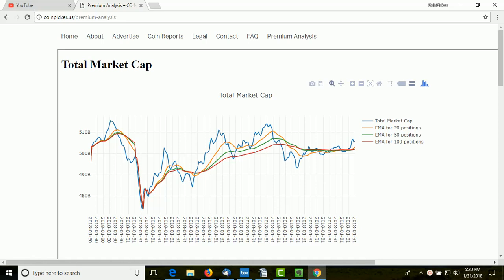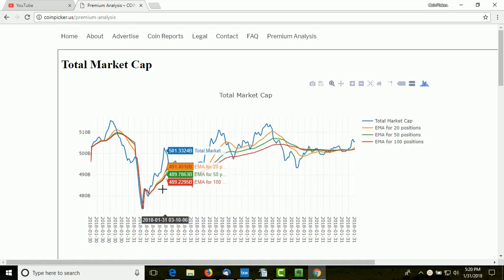Welcome to CoinPicker.us, and today I'm going to cover a new feature that I do not believe anybody in the cryptocurrency space has and is enormously useful. It's why I developed it, and I think you're going to find it's incredibly powerful.